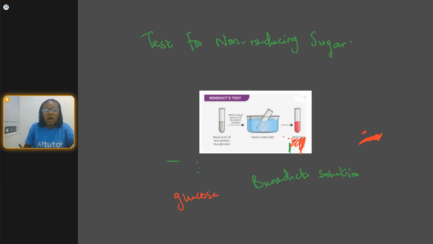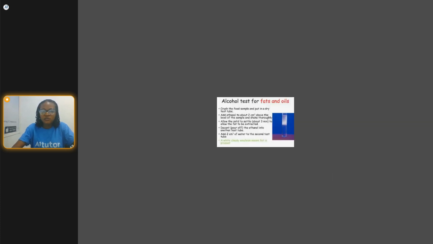All right, so we also have the test for fat and oil. How can we test for fat and oil? I'm also going to be presenting another chart for you to see the test for fat and oil, as you can see on the board. What are the things that we need to add to the sample?